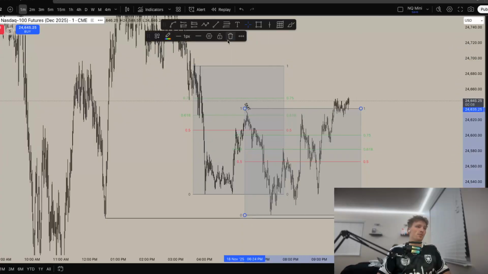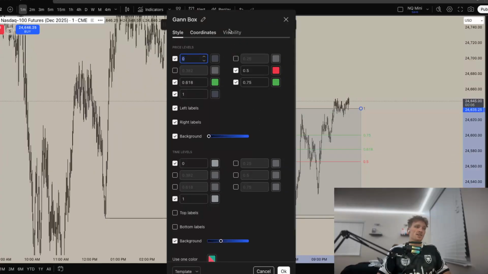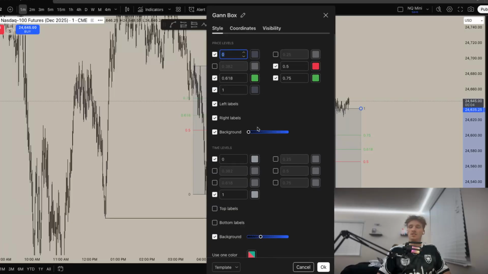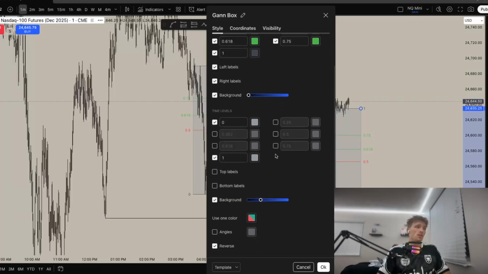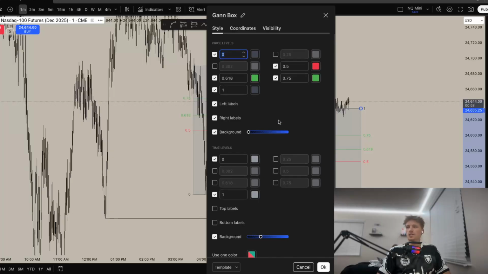Last thing before I end this video, here are my settings for the Yan box that I use to mark out equilibrium and whatnot. So yeah.